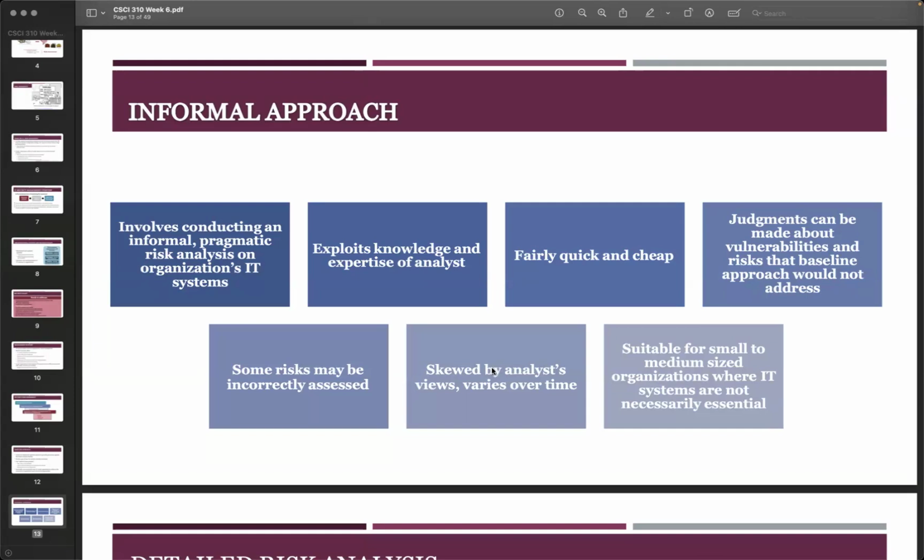Okay. We also need knowledge and expertise, and then keep moving forward. We need to fairly quickly make a judgment about the vulnerabilities and risks that the baseline approach will not address. So here it's just slightly more than the baseline. It's informal, and it's suitable for small to medium-sized organizations. Just need to know. Okay.